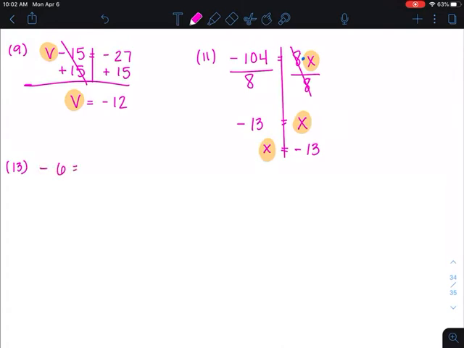Let's look at number 13. Number 13, I've got negative 6 is equal to b over 18. The variable in this problem is b. And currently it's being divided by 18 because don't forget this line here means division. And the opposite of dividing is multiplying. So if I multiply both sides by 18, so write this up here, times 18, these 18s will cancel.